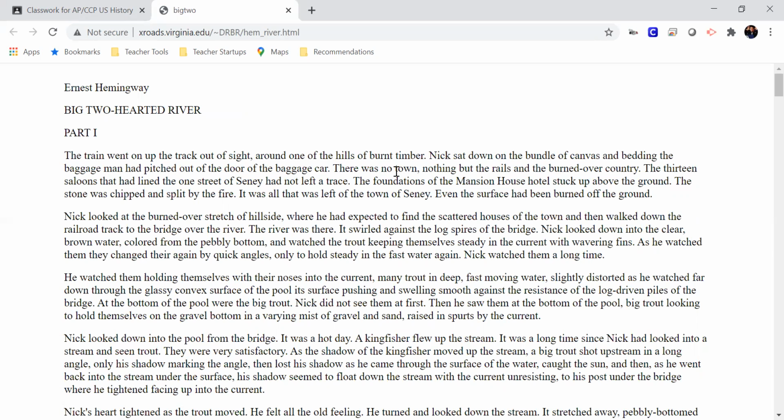Big Two-Hearted River. The train went up the track out of sight around one of the hills of burnt timber. Nick sat down on the bundle of canvas and bedding that the baggage man had pitched out of the door of the baggage car. There was no town, nothing but the rails and the burned-over country. The thirteen saloons that had lined the one street of Seney had not left a trace. The foundations of the Mansion House Hotel stuck up above the ground. The stone was chipped and split by the fire. It was all that was left of the town of Seney. Even the surface had been burned off the ground.